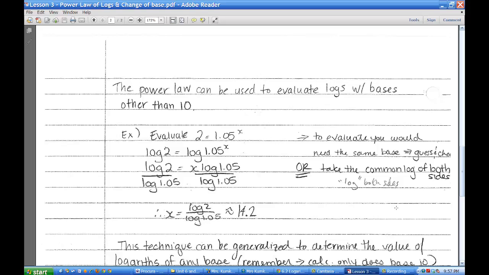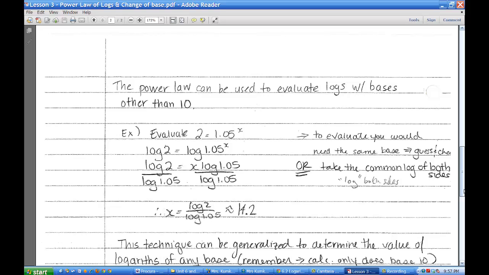I take logs of both sides. Then I apply the power law right here. I bring this x over to the front and divide both parts by log of 1.05, the log that's with the x. And then x equals log 2 over log of 1.05, which is 14.2. So I had to raise 1.05 to the power of 14.2 to get 2.